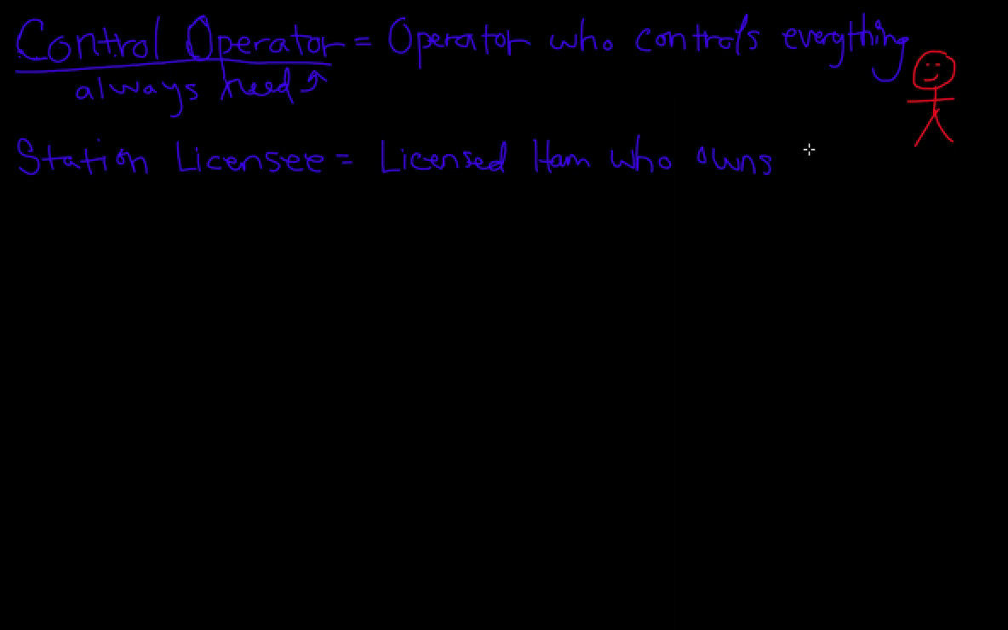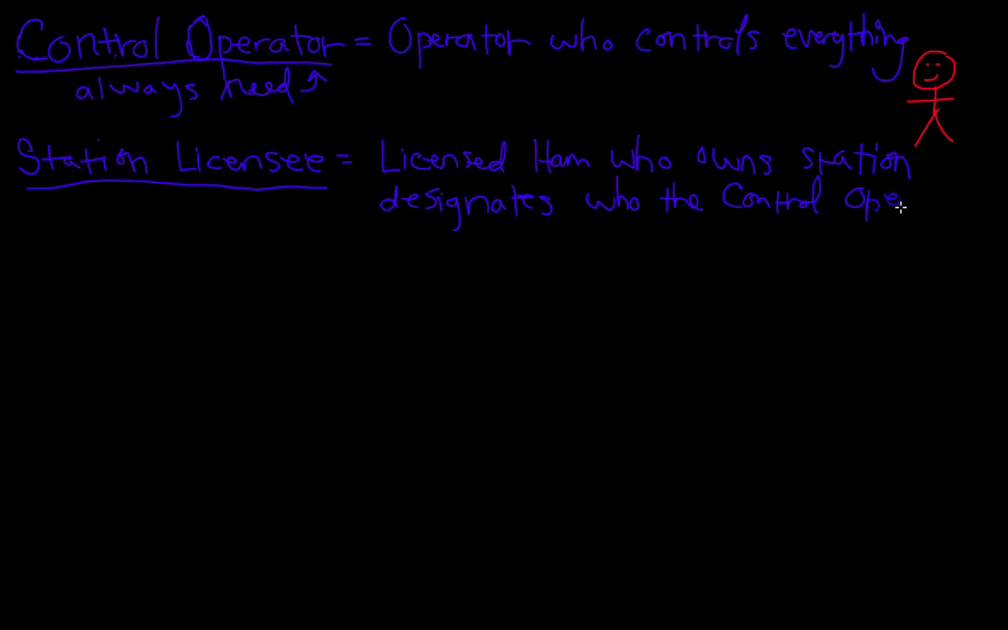Now, usually, as you probably guessed, the station licensee and the control operator are the same person. After all, it's your station, you own the license, and you get to operate it with your license. The person who owns the license should control the station. They're the same person. And in fact, in most cases, this is correct. In fact, unless there's some kind of documentation that says otherwise, the FCC assumes that the control operator is the station licensee, since this is really the logical choice.